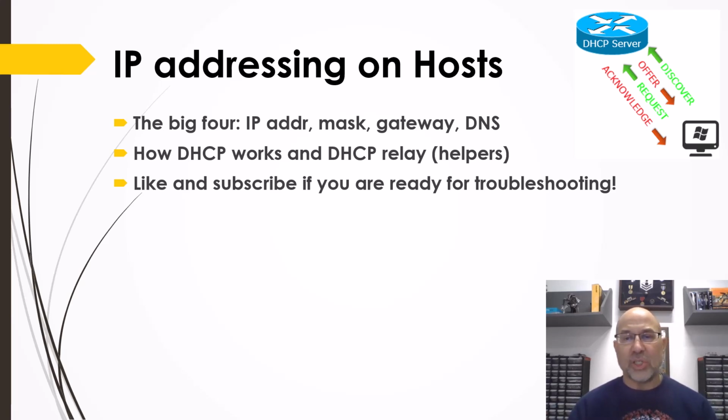So this has been chapter 19, IP addressing on hosts, but of course we know that we did a lot more than just IP addressing on hosts. The big 4 things that we get from a DHCP server: IP address, mask, gateway, and DNS. We also took a quick look at how DHCP works with the DORA process, but also how relay works, and we configured both of those on Cisco routers.